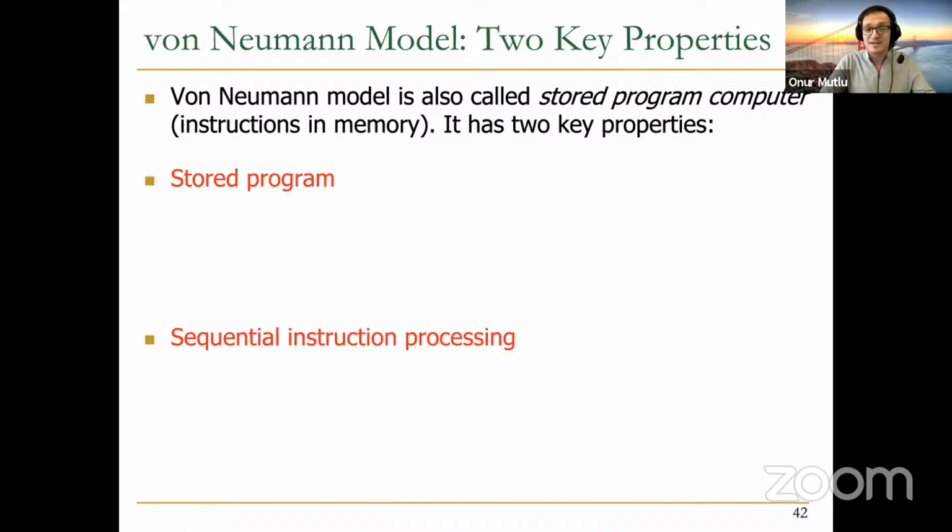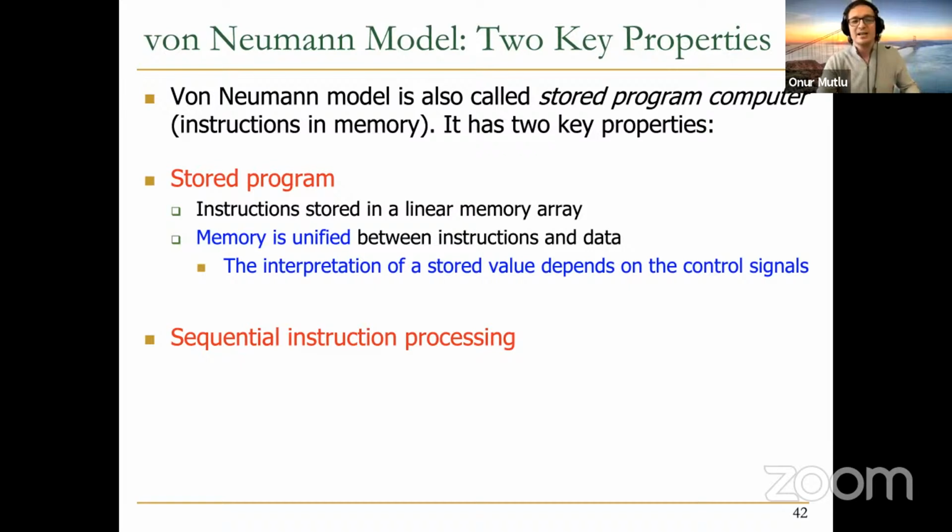So there are two key properties. One is the stored program. But the second key property is also very, very important, in fact maybe even more fundamental to the von Neumann model: sequential instruction processing. So let's take a look at the first one.